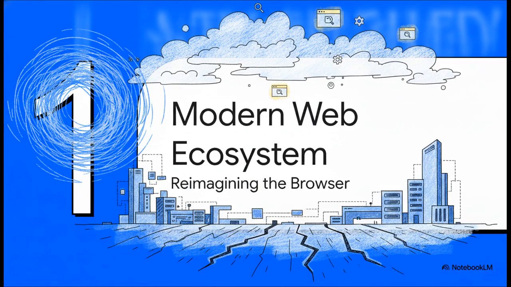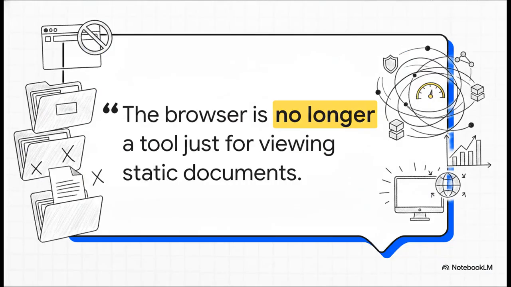Section 1. The modern web ecosystem, reimagining the browser. Before we lay a single digital brick, we have to recognize that the entire internet landscape has fundamentally shifted. I mean, the browser is no longer a tool just for viewing static documents. It serves as an advanced runtime environment. We literally have to stop thinking of web browsers as digital filing cabinets for text and hyperlinks.